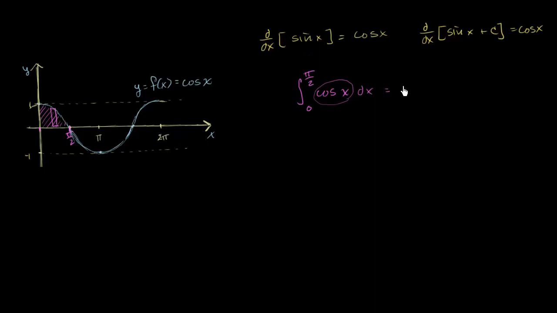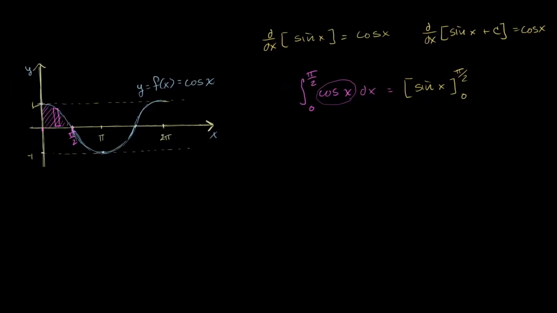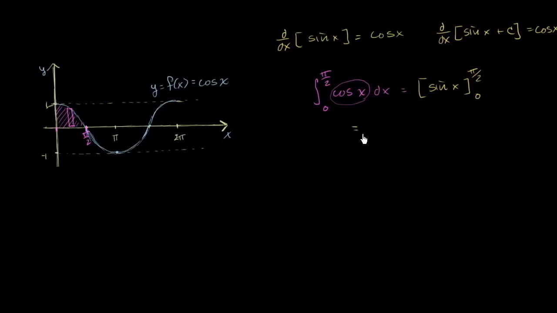So one way that we can denote this, an antiderivative of cosine of x, is sine of x. And we're going to evaluate it at pi over 2, and from that, subtract it evaluated at 0. So this is going to be equal to sine of pi over 2 minus sine of 0. Sine of pi over 2 is 1, sine of 0 is 0, so it's 1 minus 0, which is equal to 1. So the area of this region right over here is equal to 1.